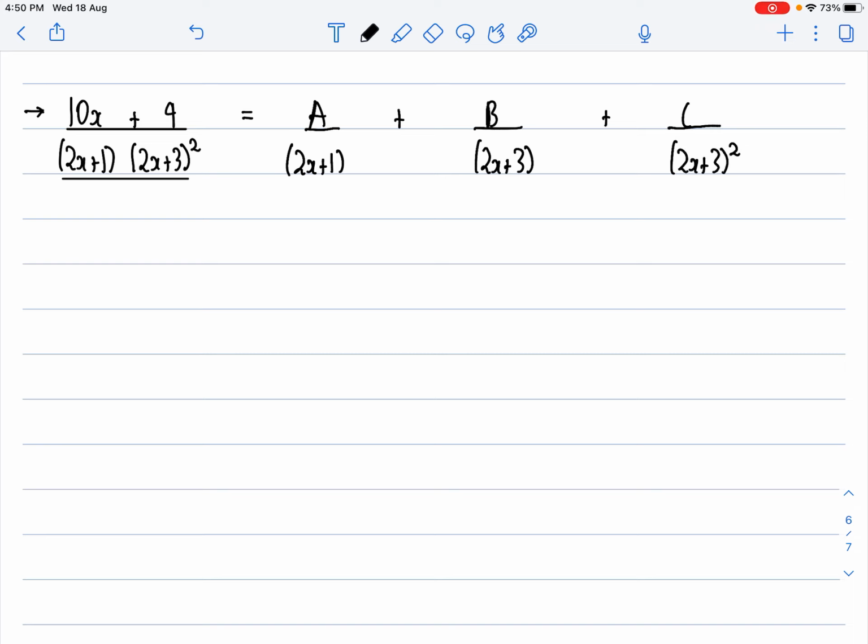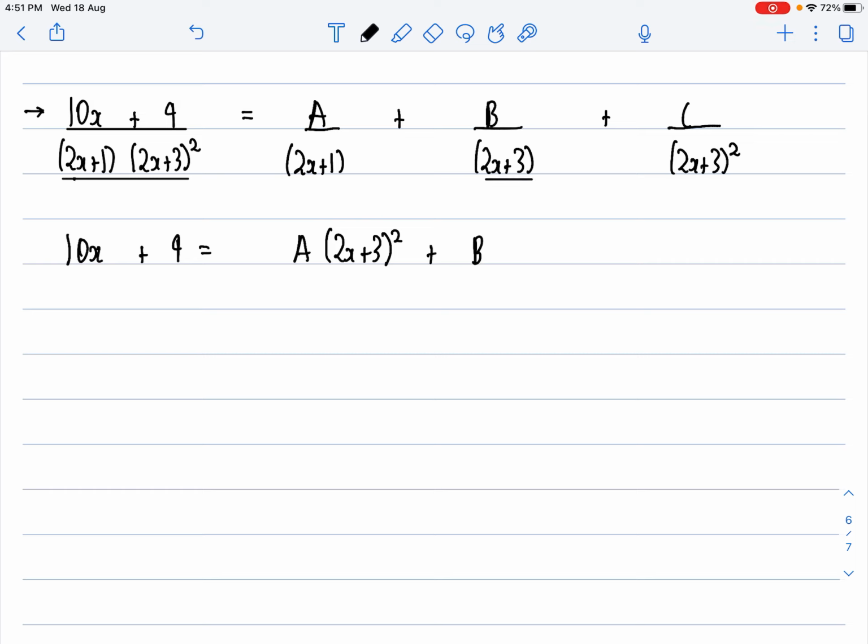So first I take the LCM. I can write this as 10x plus 9 equals a into, here I have 2x plus 1, here also I have 2x plus 1. So the thing missing here is 2x plus 3 the whole square. So I multiply that into the numerator. So I get 2x plus 3 the whole square, plus b into, here I have 2x plus 3.